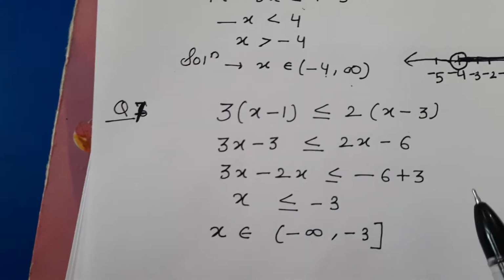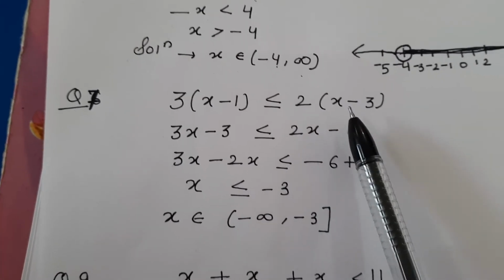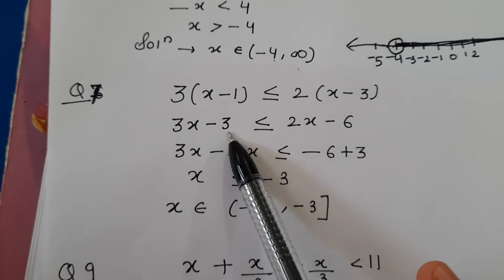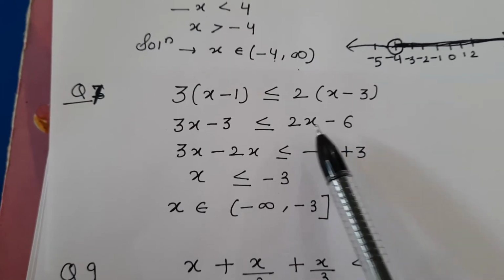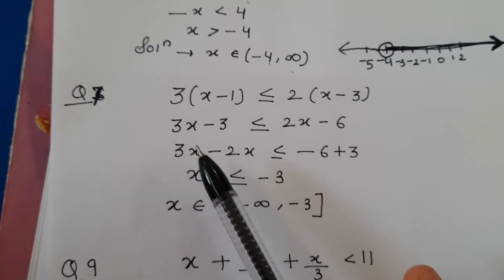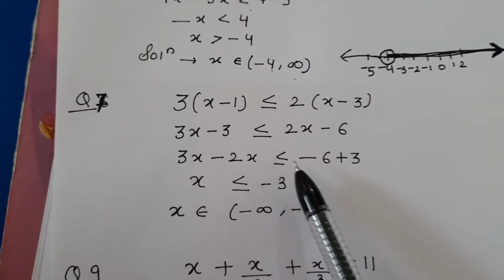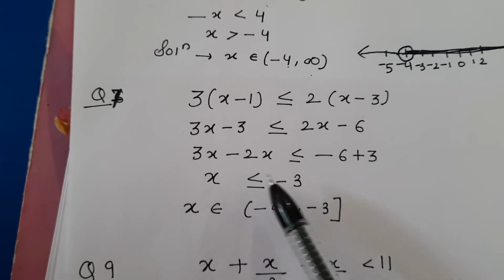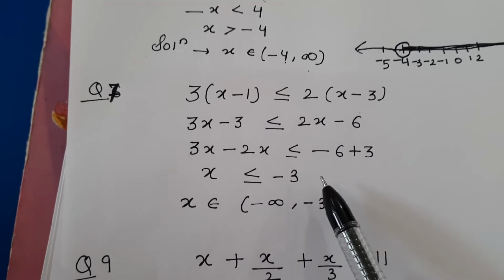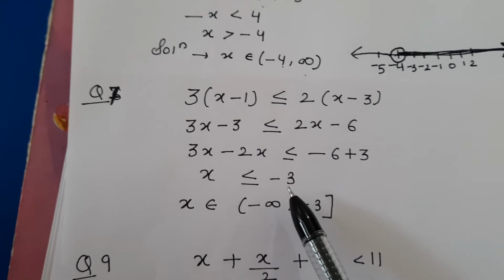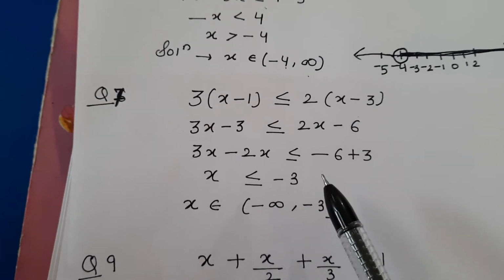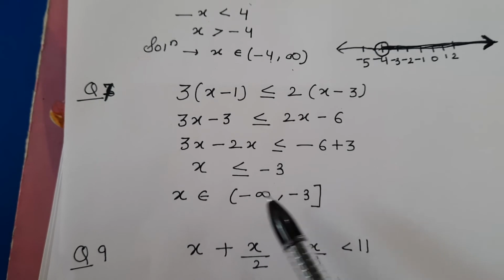3 into x minus 1 less than or equal to 2 into x minus 3. So on simplification, this is 3x minus 3 less than or equal to 2x minus 6. Now shift this term to the left hand side. 3x minus 2x will be less than or equal to minus 6 plus 3. So x is less than or equal to minus 3. Less than or equal to, all the real numbers which are less than or equal to minus 3. So how will you write?